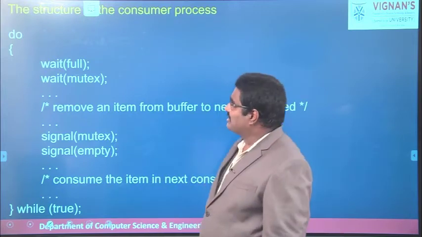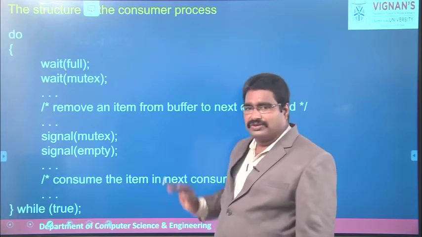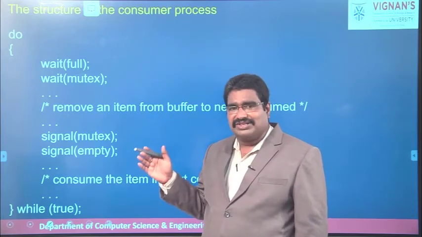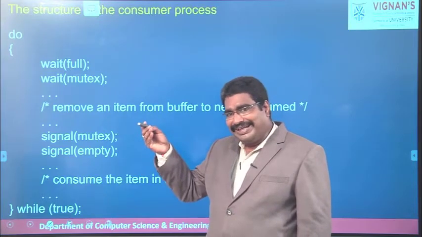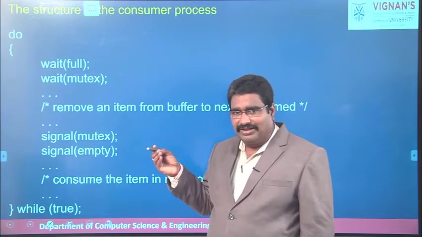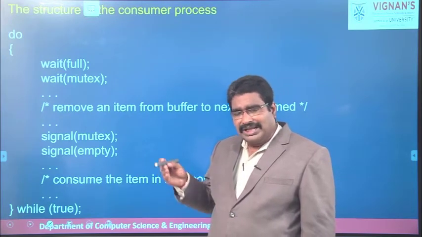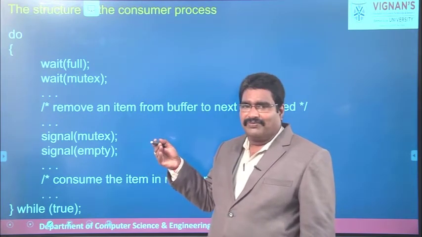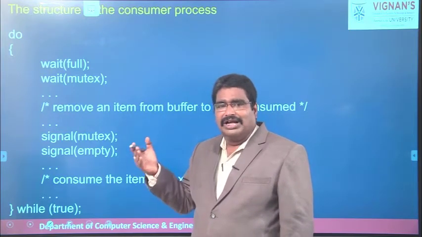Now we try to discuss the consumer process. This is the structure of the consumer process. First we try to discuss what is the role of the consumer process. The consumer simply takes the items available in the buffer, performs the processing, and provides the result to the end user. Next it takes one more item from the buffer and so on. It repeatedly takes the items from the buffer and performs the processing.